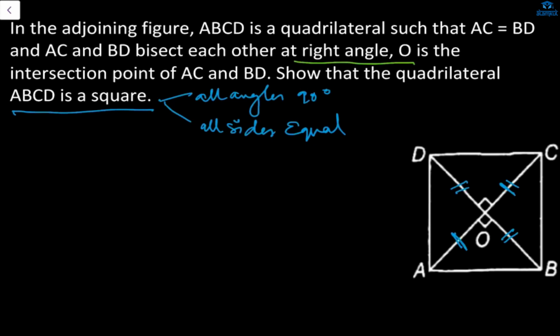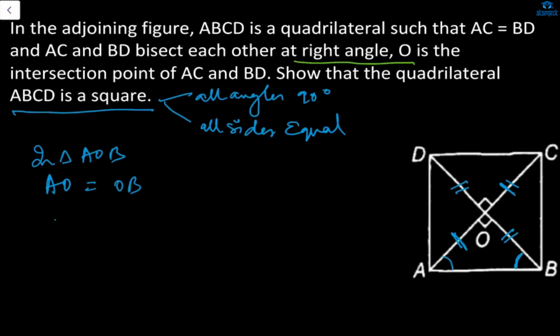AO is equal to OB also. Now if AO is equal to OB, in triangle AOB, which type of triangle is it? Isosceles. And in an isosceles triangle, we know that if two sides are equal, the angles are also equal. This angle will be equal to this angle.